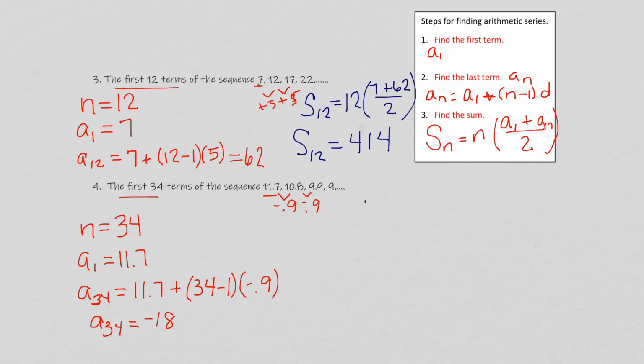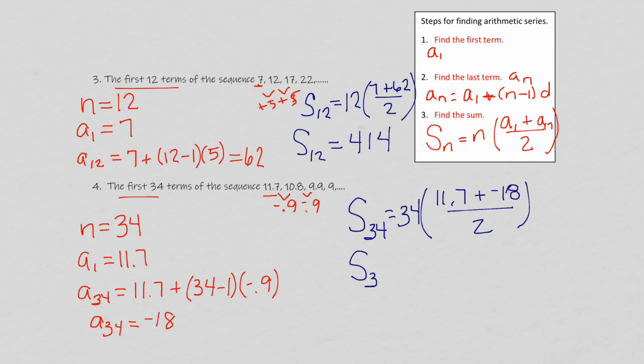So now let's find the sum of that. So the sum of the first 34 terms would equal my first term of 11.7 plus my 34th term, which was negative 18, divided by 2. And I forgot to put my 34 up front, so hopefully you caught that. If not, let's fix it. I'm going to multiply by all of that. Multiply all that out. Simplify what's inside the parentheses first. Go from there, and you're going to end up with 504.9. All right, good luck with that.